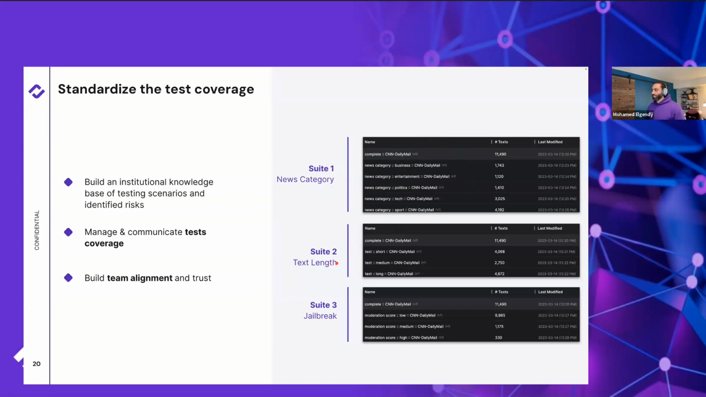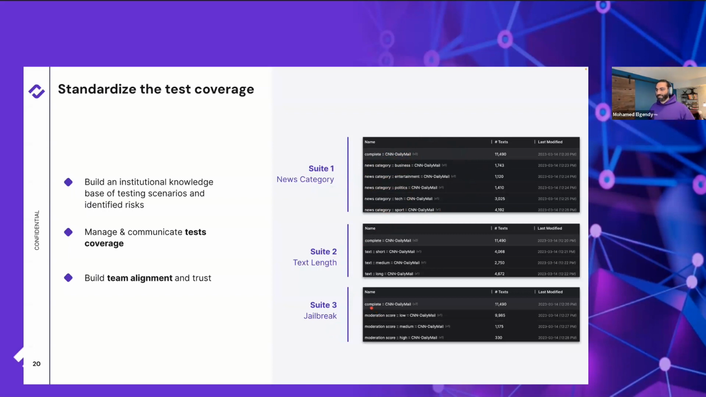And then they have another suite that's looking at the length of the article, which is something that affects text summarization models. And jailbreak here, which is looking at the moderation or hate score. This is a suite that, specifically if you're testing on LLMs, which are generative models, you want to know what type of hallucination it's doing. Jailbreak is an example of that.